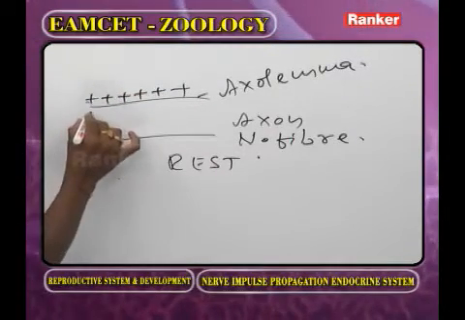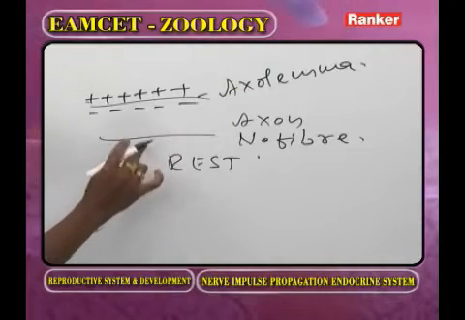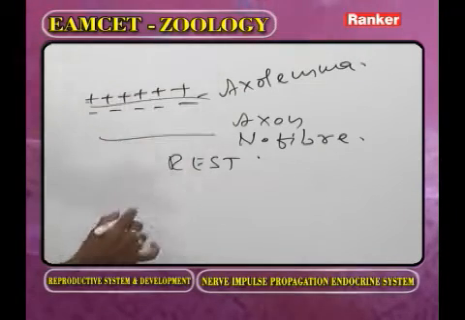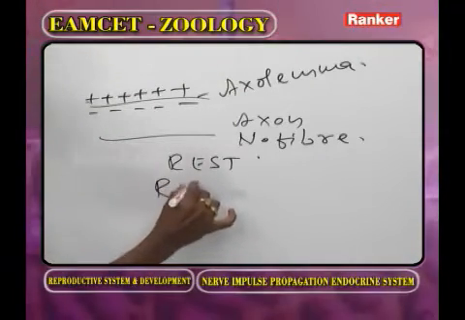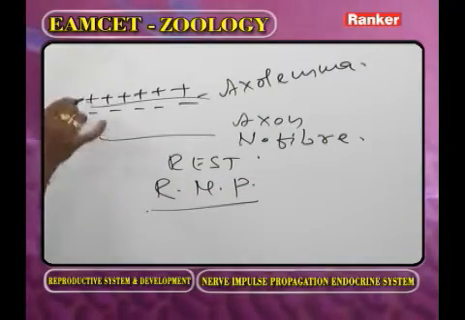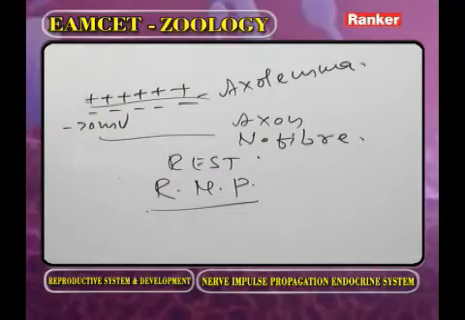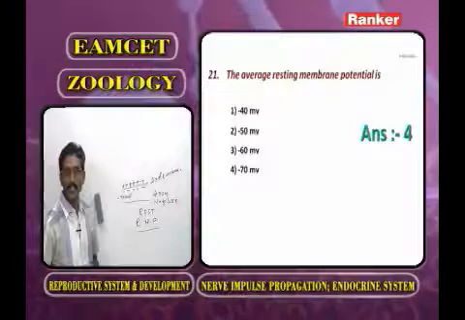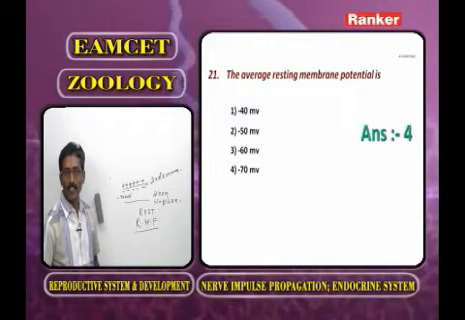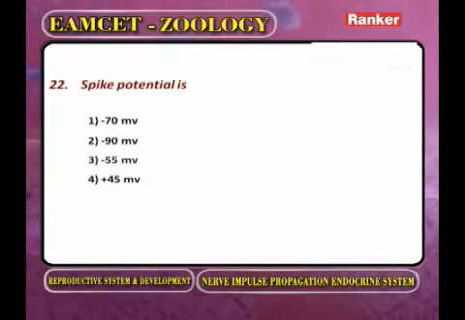Positive charge outside. Inside, what charge is present? Negative. So at rest, the potential is called the resting membrane potential. What is the resting membrane potential at rest? That is minus 70 millivolts. So the answer here is minus 70 millivolts. Now we go for the next question.